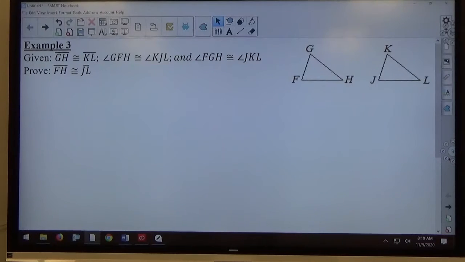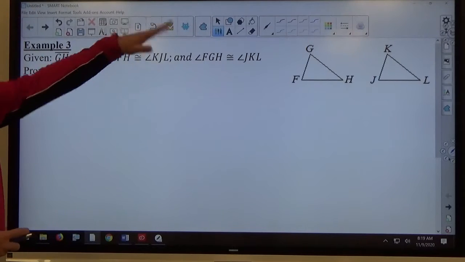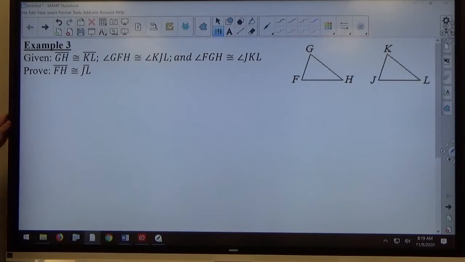Example 3, we're given GH is congruent to KL, GFJ is congruent to KJL, and FGH is congruent to JKL. And we prove FH and JL are congruent. So notice the triangles are not marked congruent in any way, shape, or form, but we're given stuff. So I just want to start getting a feel for how to do this ourselves.